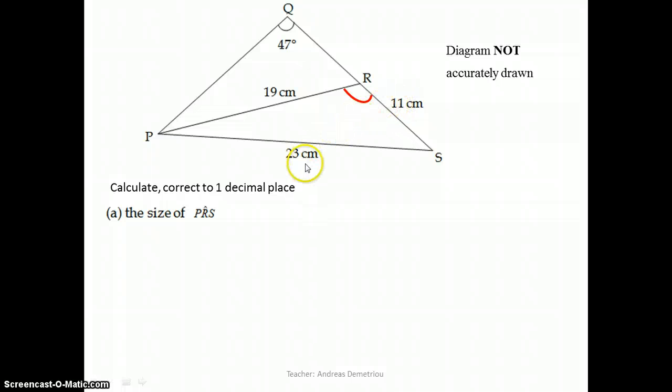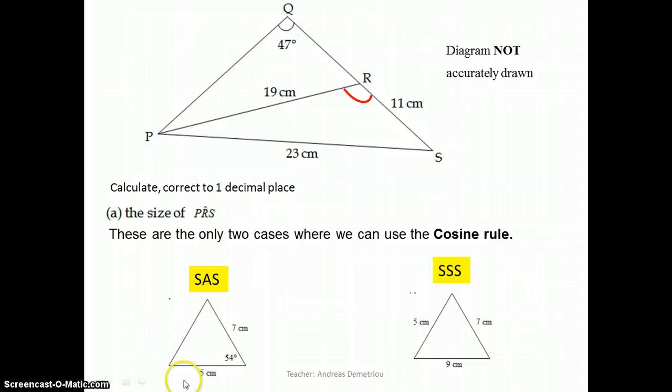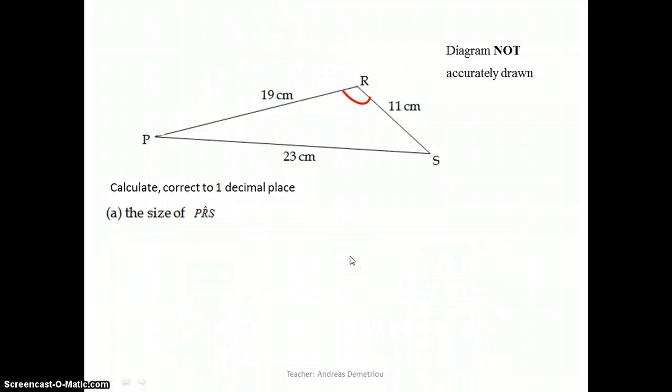And then you need to identify whether to use the sine rule or the cosine rule. For the sine rule, you need to have a matching pair. For the cosine rule, there are only two cases where you can use it: when there is side, angle between, and side, or when there are three sides. Here we have three sides, therefore we identify that we need to use the cosine rule.